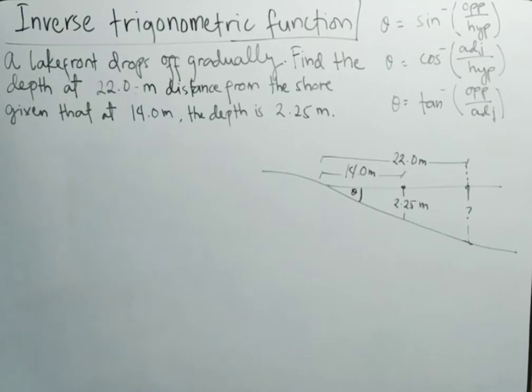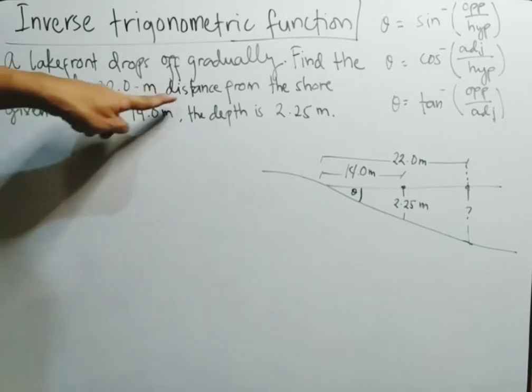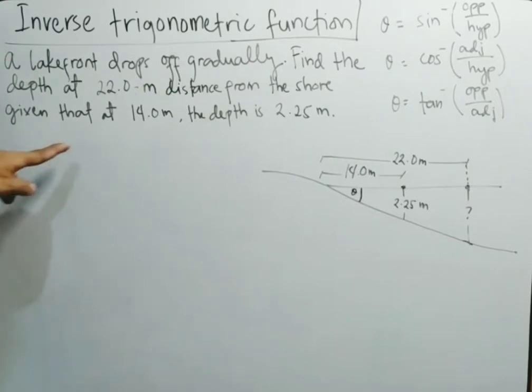Okay, so let's have here a sample problem. A lakefront drops off gradually, and then we are required to find the depth at 22-meter distance from the shore, given that at 14 meters, the depth is 2.25 meters.